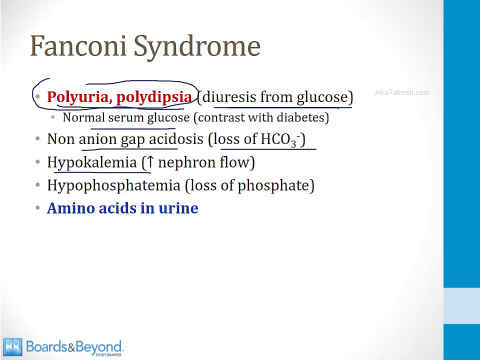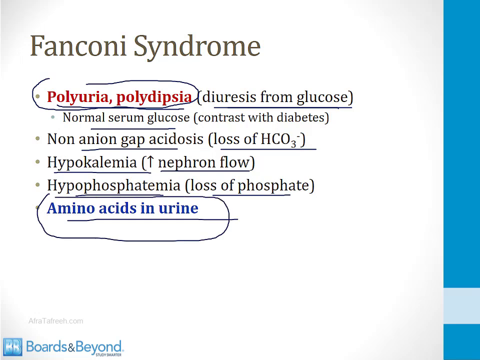There can be hypokalemia because anytime there is increased nephron flow, this leads to a loss of potassium, and we'll talk more about this later in this video. There can also be hypophosphatemia from loss of phosphate, and there can also be amino acids in the urine. And remember what I told you before, in Hartnup disease, amino acids should never be in the urine, and if you see a description of this, you should automatically think something is wrong with the proximal tubule.